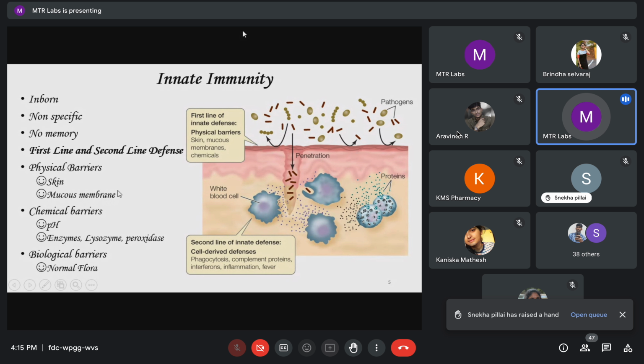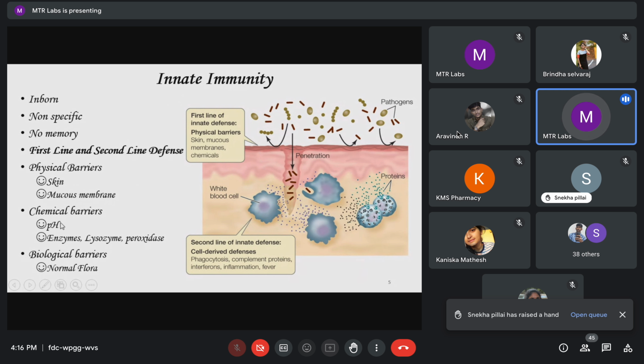And the mucous membrane, which is the outer lining of a few organs like the nose, mouth, stomach, etc., will have a mucus fluid present in them. This fluid consists of mucin, which is a glycoprotein, and also antimicrobial peptides that help in killing the microorganisms. So these act as the physical barriers.